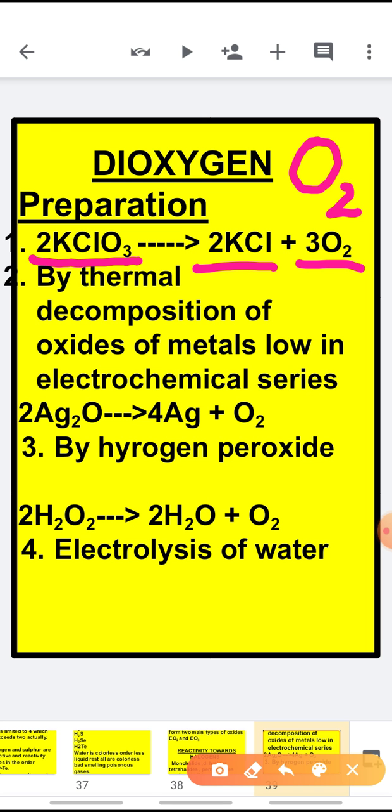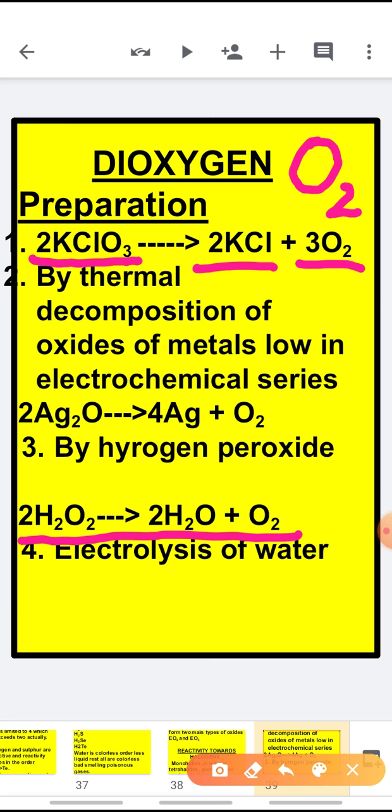Now, the third method can be by the use of hydrogen peroxide. Hydrogen peroxide has the property that it readily decomposes into water and dioxygen by using catalysts such as finely divided metal with manganese dioxide. So the reaction is given here: in presence of this manganese dioxide, the hydrogen peroxide decomposes and oxygen is formed.